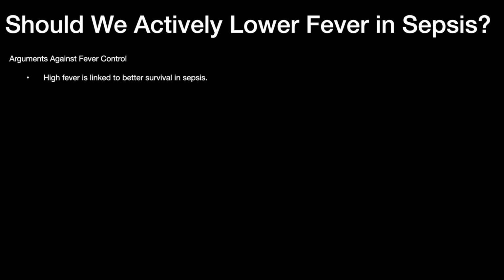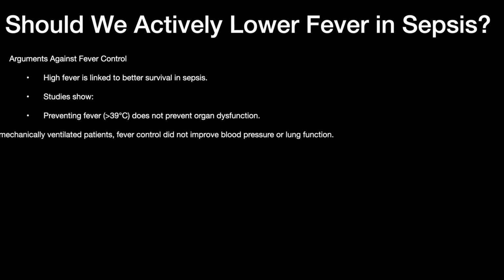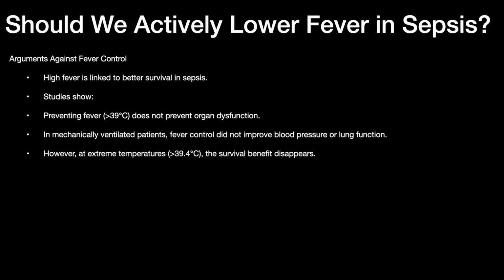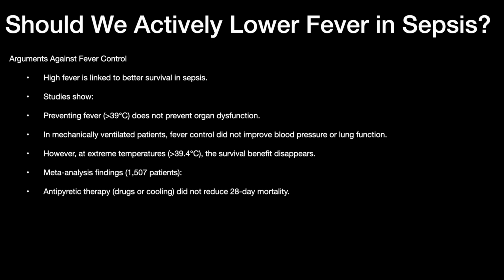Regarding when to treat and when not to treat, there are some arguments against fever control. High fever is linked with better survival, as we have already seen. Studies have shown that preventing fever does not prevent organ dysfunction. In mechanically ventilated patients, fever control did not improve blood pressure or lung function. However, at extreme temperatures, the survival benefit disappears. In a meta-analysis of 1,500 patients, antipyretics did not reduce 28-day mortality.